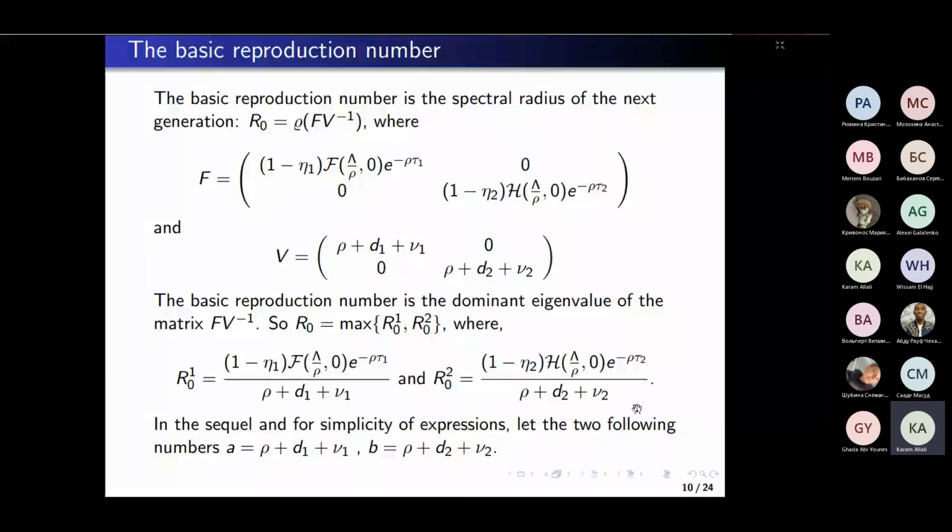Similarly, it depends on the characteristics of the first strain of infection. It means the mortality of the first strain, the death rate caused by the first strain, the delay, the time for the first strain for the person to become infectious, and of course it depends on eta 1 and eta 2, the therapy.